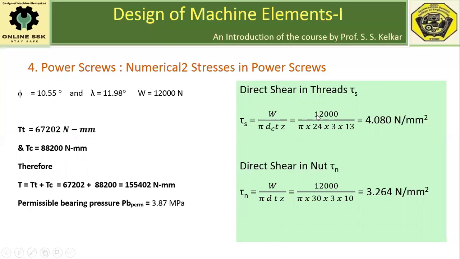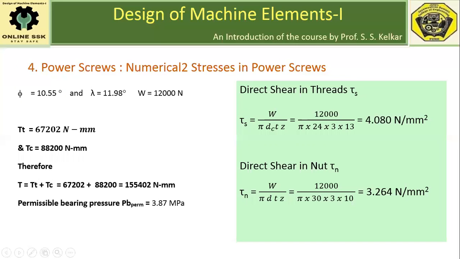Here, all the terms required to calculate tau s and tau n are known to us. W is the maximum load, 12,000 Newton. DC is the core diameter, 24. D is the nominal diameter, 30. T is the thickness of the thread, which is equal to half the pitch, so it is 3, and Z, the number of threads in contact, which are equal to 13. Okay, by mistake I have mentioned 10, it should be 13. So using the known values, tau s and tau n can be calculated, which are equal to 4.08 Newton per millimeter square and 3.26 Newton per millimeter square respectively.